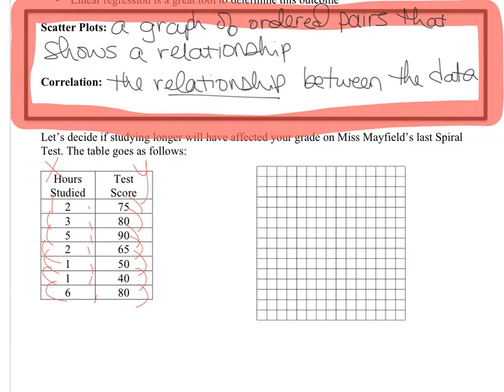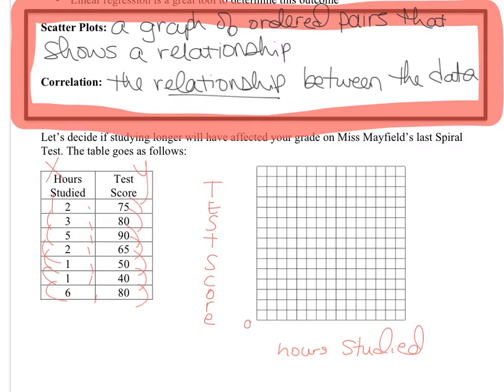Okay. So I now have to turn this into a scatter plot. So the first thing I have to do is I have to label my axes. So my x-axis runs along this. So I'm going to label that hours studied. And my y-axis, which runs along here, I'm going to label that as my test scores. So that's the most important thing. First thing you got to do is you got to label your axes.